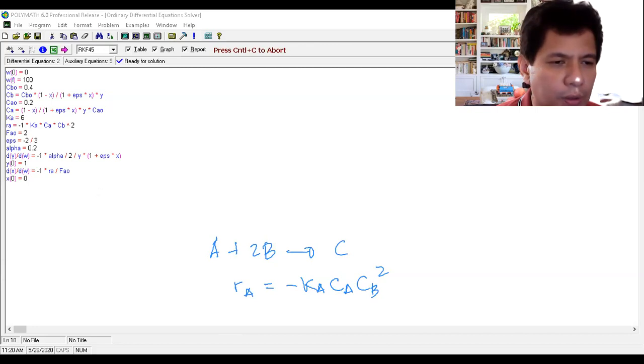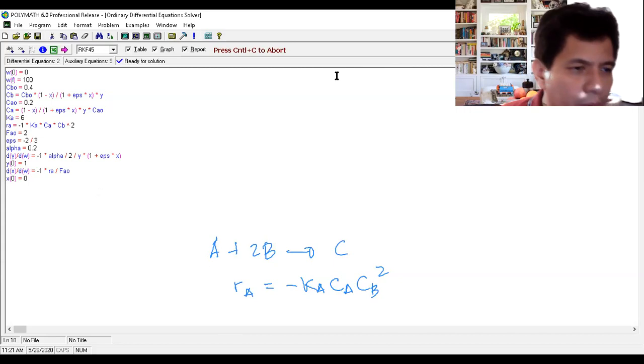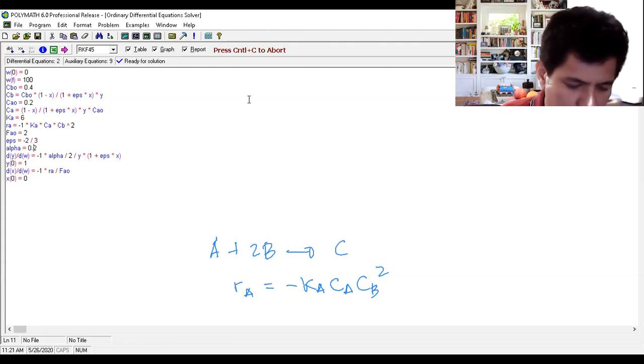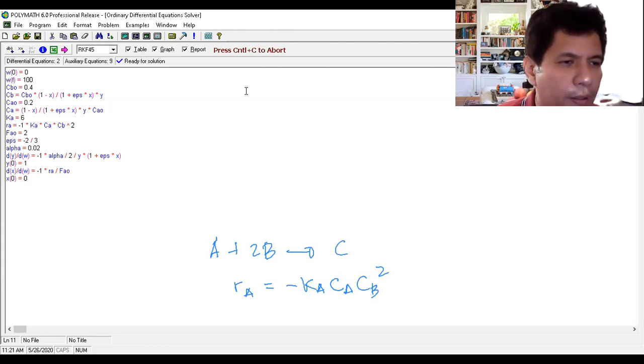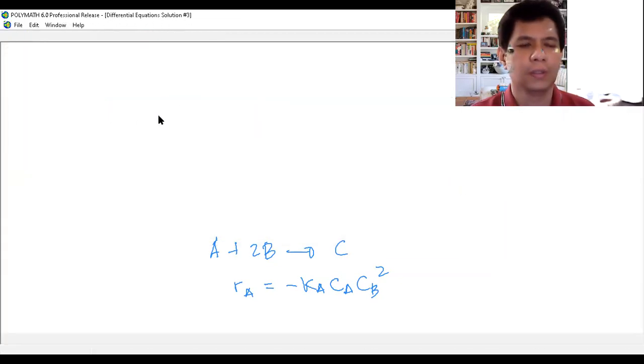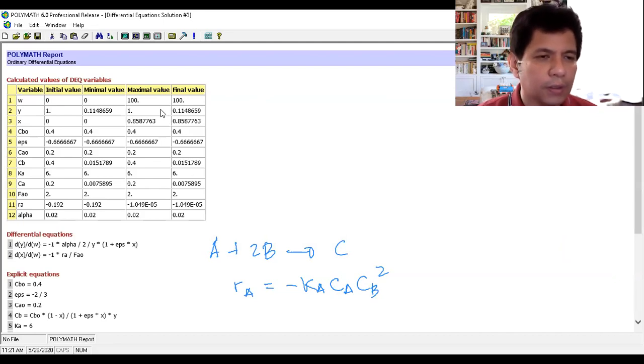FAO2, K6, alpha is 0.02. Let me check that. Alpha is 0.02. Let's try alpha is 0.02. Probably it's a typo error from Polymath. Alpha is supposed to be 0.02 only. Okay, let's run it again. Yun. So, yun. So, that's it.